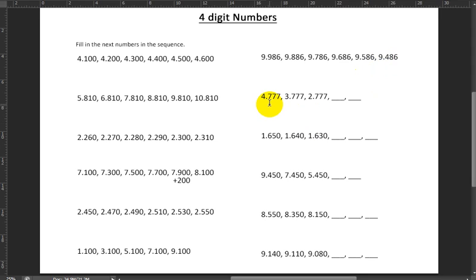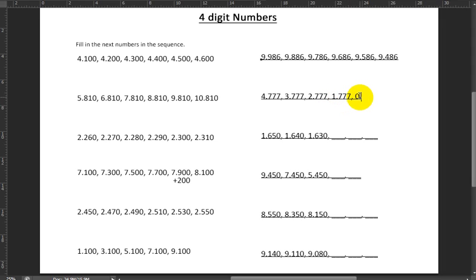Let's move on to the next one. Here it says 4,777, 3,777, 2,777. So now what's changing is the thousands are going down by 1. So if this goes one more down, it's going to become 1,777. If it goes one more down, it's going to become 0.